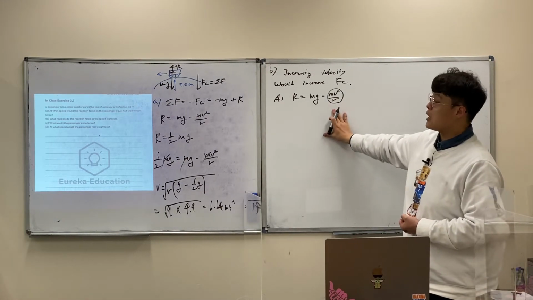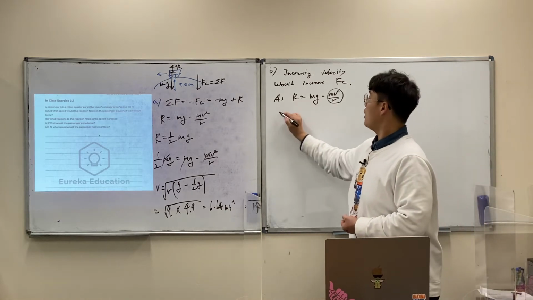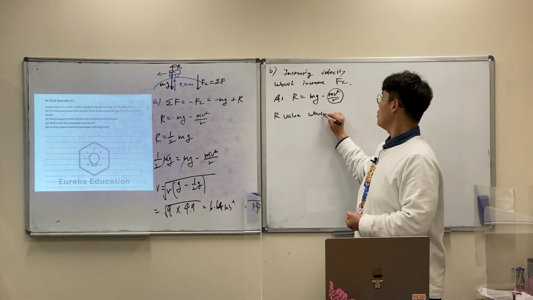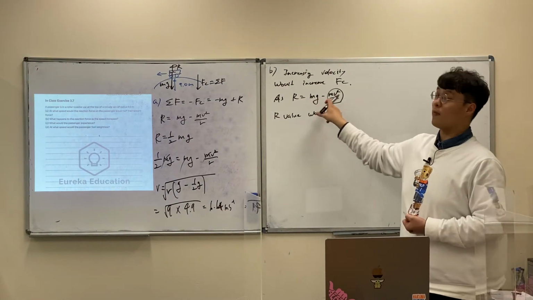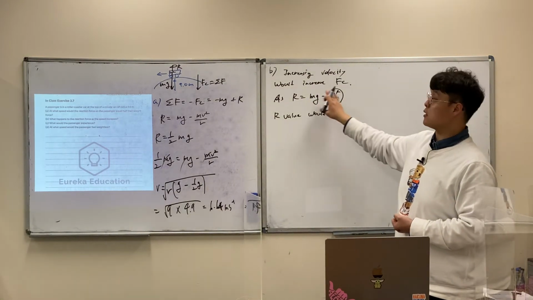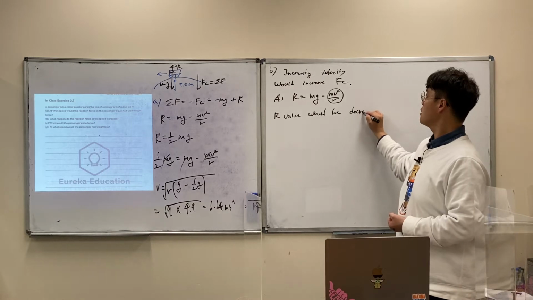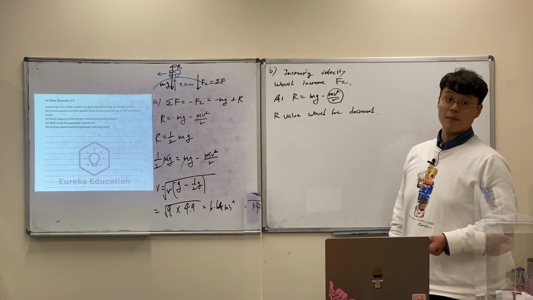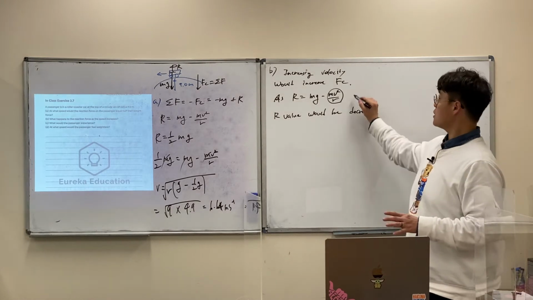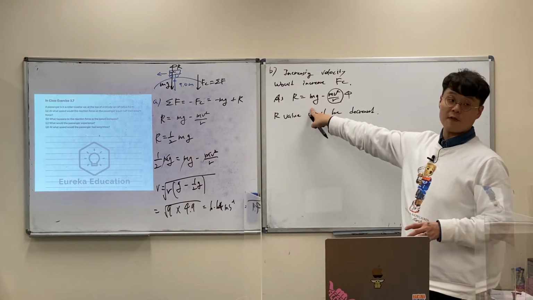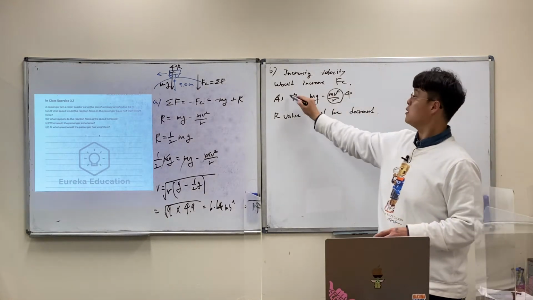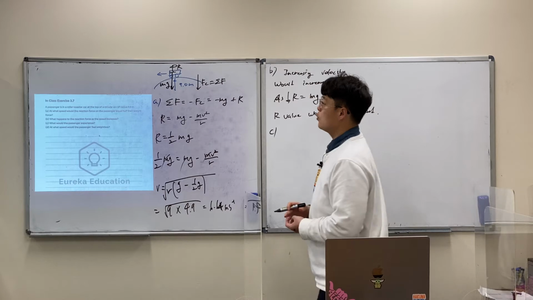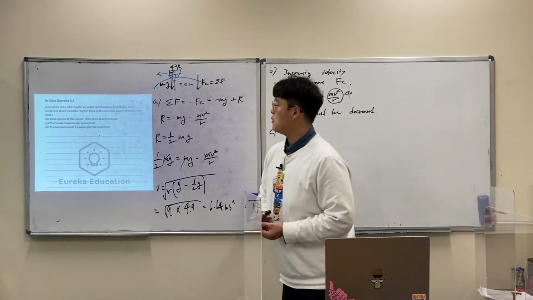As you increase the Fc, the R value would decrease. Yep, it makes logical sense. As mg is a fixed value, increasing this and then subtracting it would always decrease the R. That's B. C. What would the passengers experience?